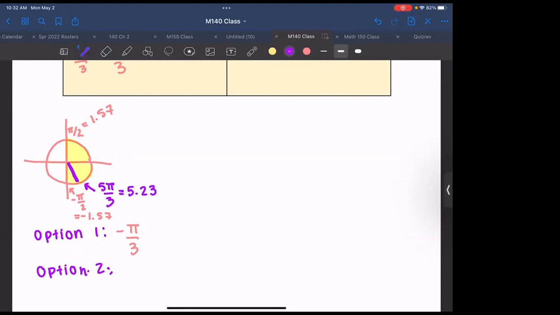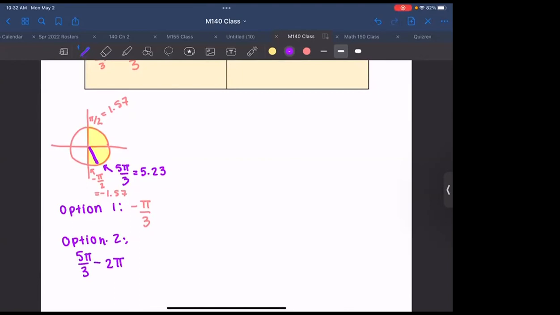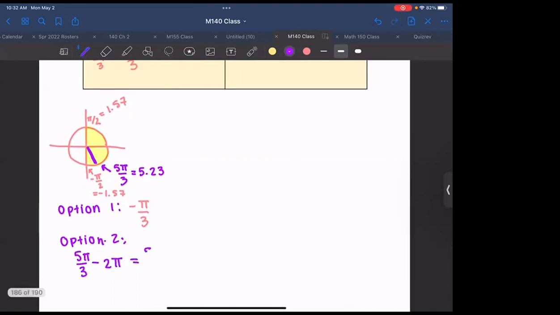Yeah, so we're either going to add 2 pi or we're going to subtract 2 pi. Which one do you think we're doing this time? Subtract, right? Because we want to get a number that's negative. Okay, so we're going to take 5 pi/3 and we're going to subtract 2 pi. What's 2 pi as a fraction over 3? 6 pi, good. So 5 pi/3 minus 6 pi/3 is negative pi/3. Okay. I got negative pi/3.